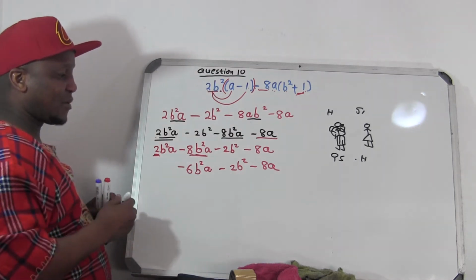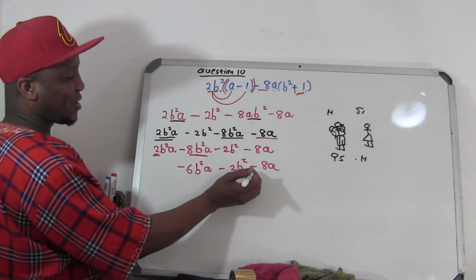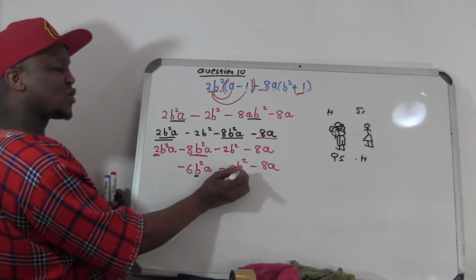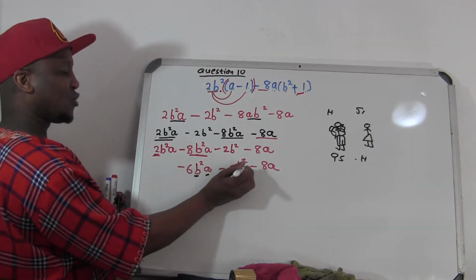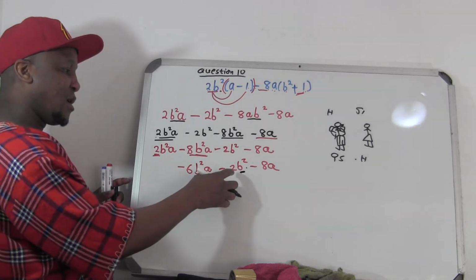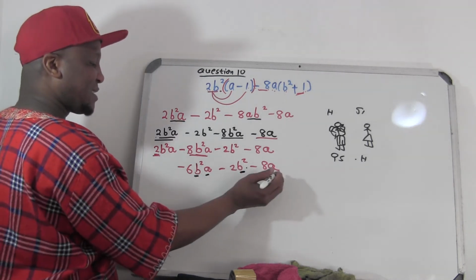But what about this one now? There's nothing you can do here. You know why? Because look, this is B square. What about this? This is B square also. But this is A, there's no A here. So you cannot put them together because they are two different things. What about this and this? Same here. These are not the same terms.